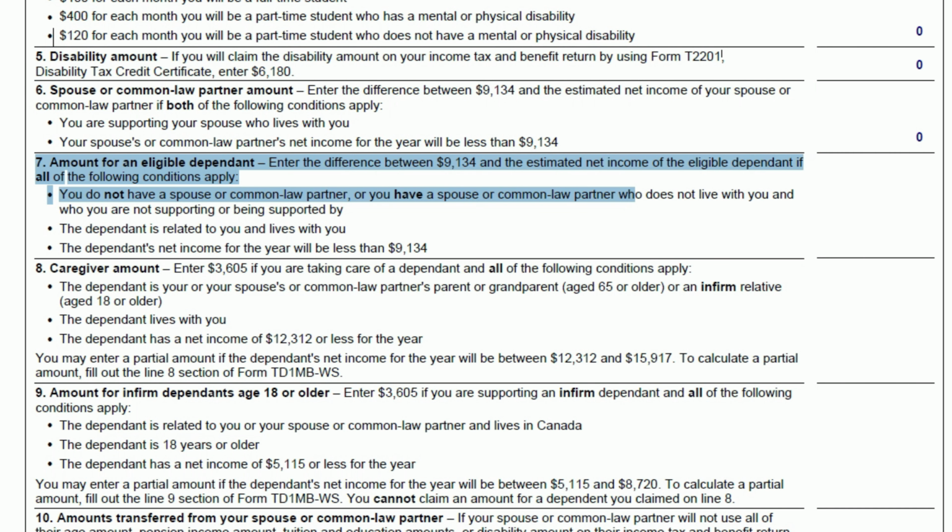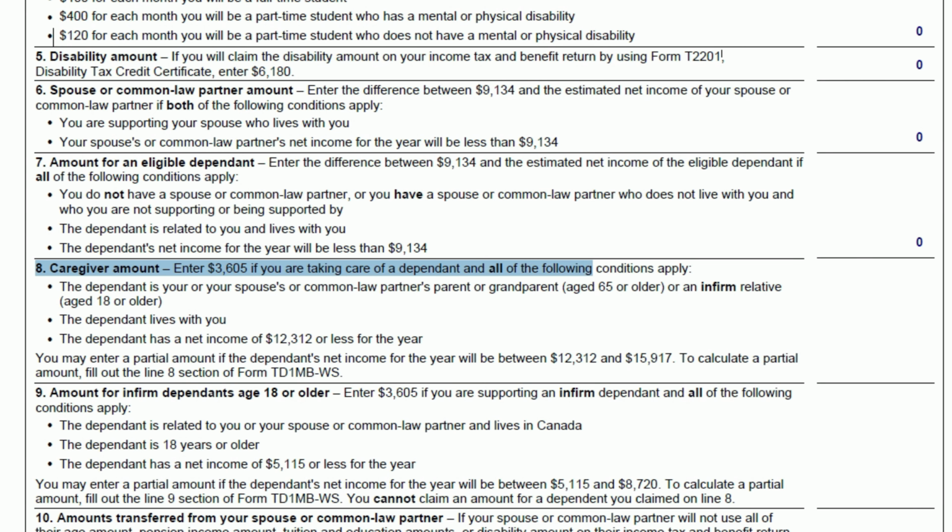The second is the dependent is related to you and lives with you, and the dependent's net income for that year will be less than 9134. So you make the calculation and make the entry here. I am entering 0 here, and then caregiver amount, which is line 8.